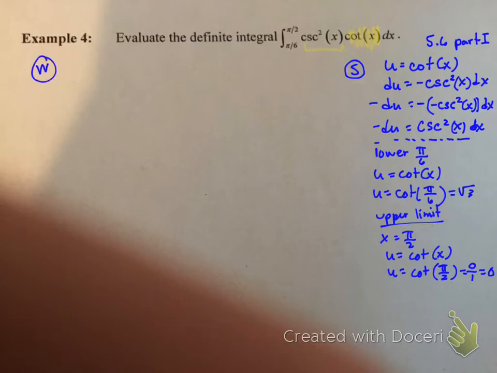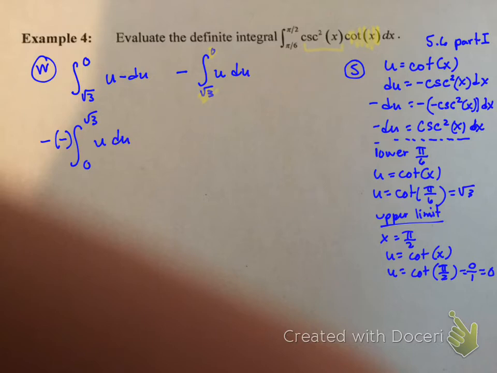Okay, so now it's time to write it all out. The new limits of integration: the lower one was radical 3, and the upper one 0. And now I have u times negative du. I'm going to bring the negative out. Notice that my upper limit is smaller than my lower limit. There's a rule that says if you want to change them, you have to bring out a negative sign. So to change them, I'm going to put the radical 3 on top, the 0 on the bottom, and multiply that by a negative.